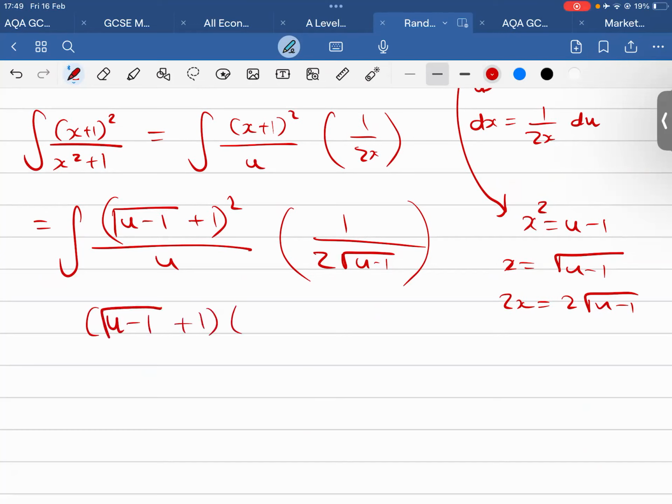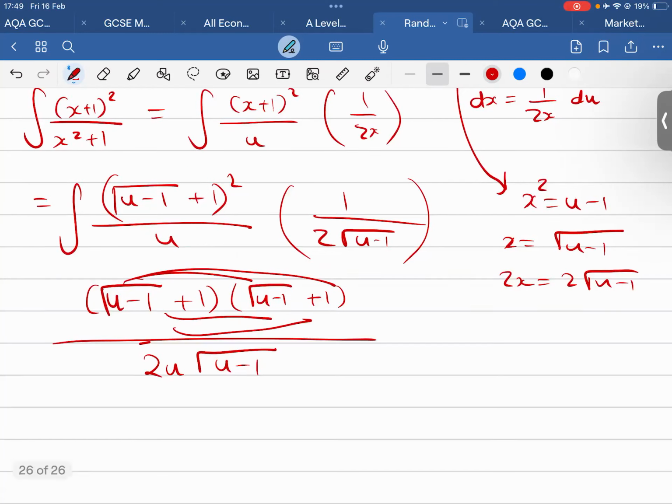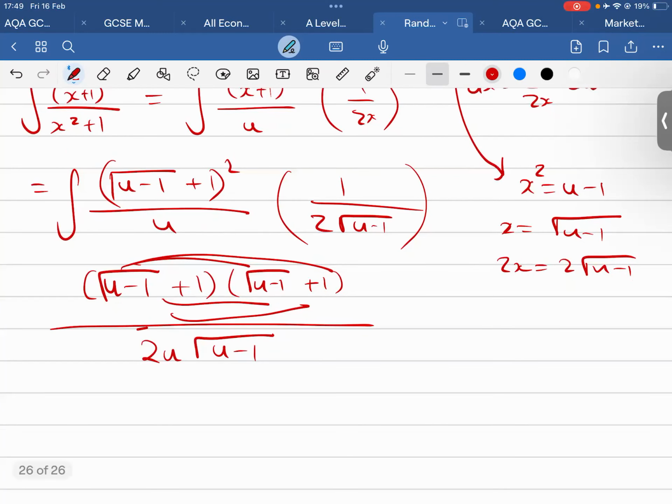plus 1, root u minus 1 plus 1, expand, right? And then that's going to be over 2u times u minus 1. I don't think this will work, but let's try. Root u minus 1 times root u minus 1 is u minus 1. And then plus root u minus 1 plus root u minus 1. So plus 2 root u minus 1 plus 1, over that whole thing again.